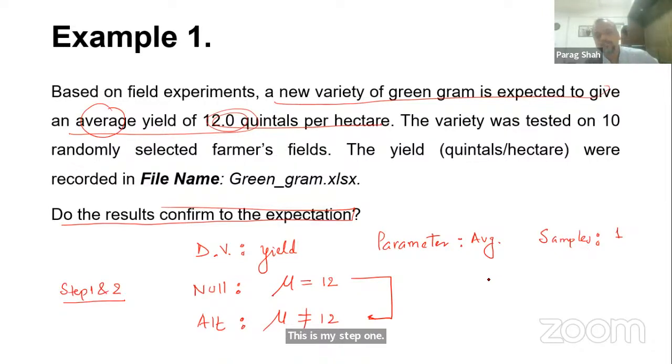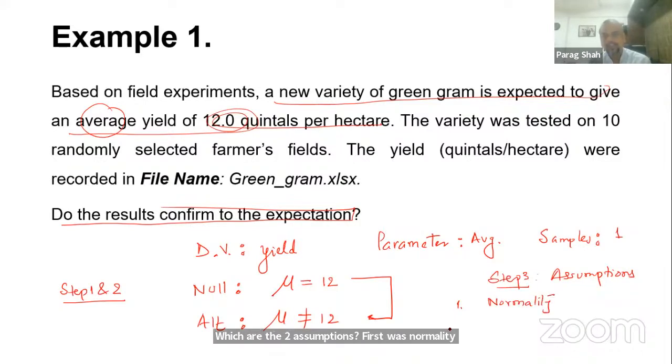What was step 3? Assumption. Which were the two assumptions? First was normality, and the second was population variance, whether it is known or unknown.